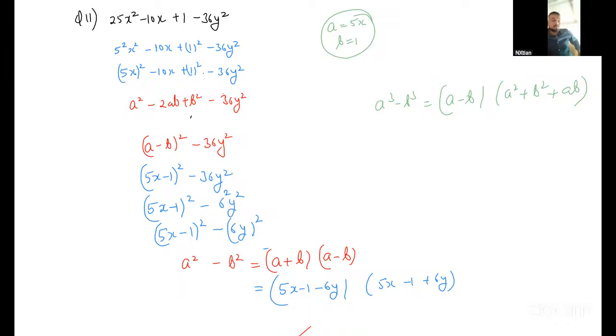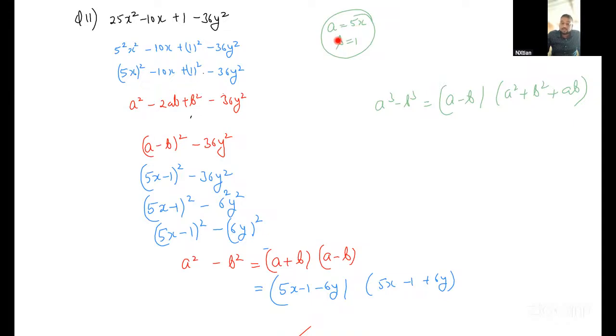Now listen, guys. What I did in this, see, can I write 25 as 5 square? So I wrote 25 as 5 square. Now, 1 square is basically 1, so I wrote 1 square. So it is in the form of a square plus b square minus 2ab. If I compare it, a is equal to 5x and b is equal to 1.